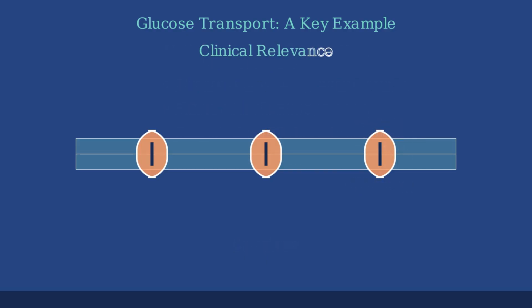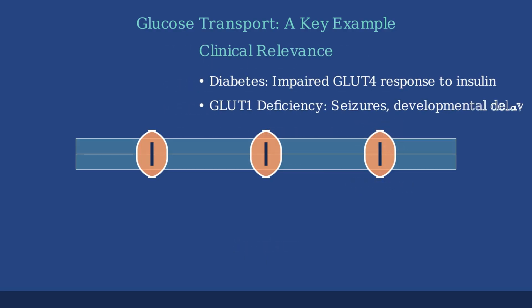Understanding glucose transport has important clinical implications. In diabetes, GLUT4 proteins fail to respond properly to insulin, preventing glucose uptake in muscle and fat tissues. GLUT1 deficiency can cause seizures and developmental delays due to insufficient glucose in the brain. Cancer cells often increase GLUT expression to fuel their rapid growth.